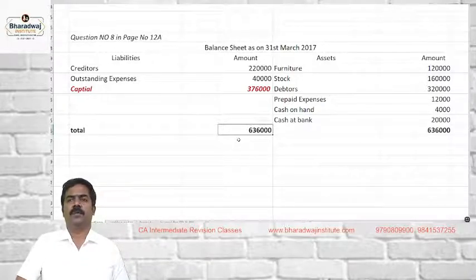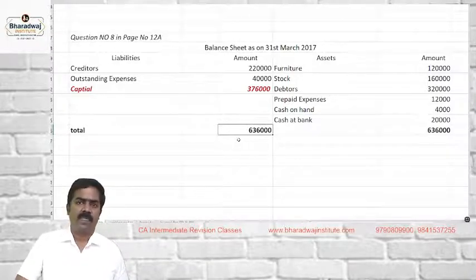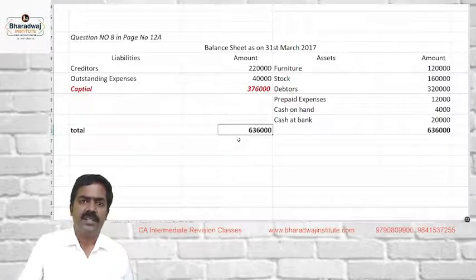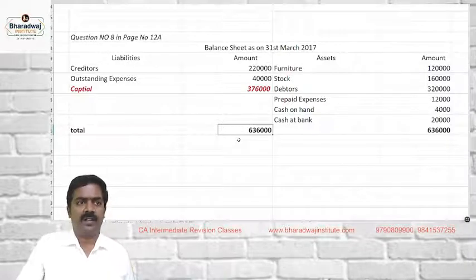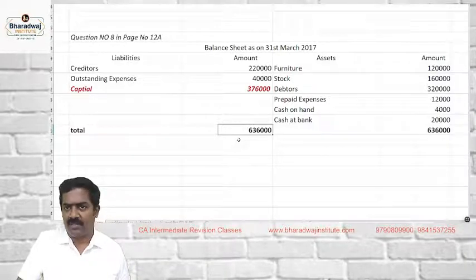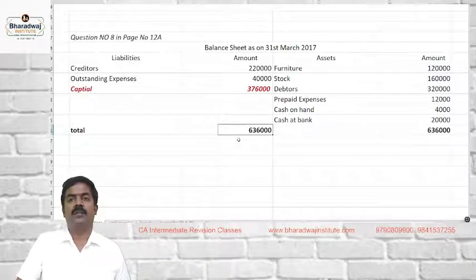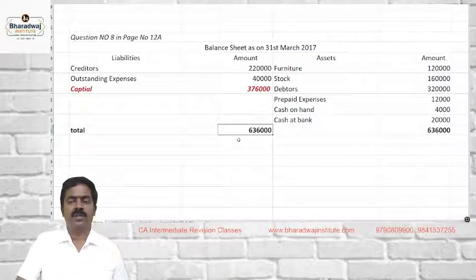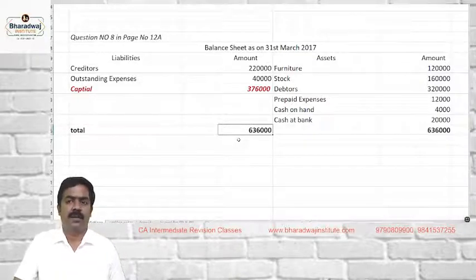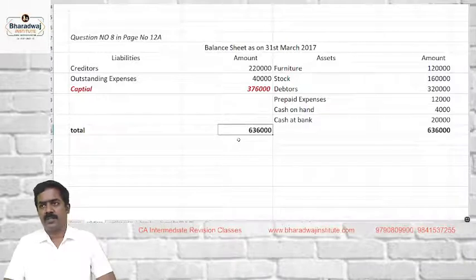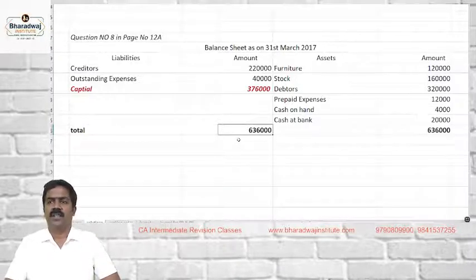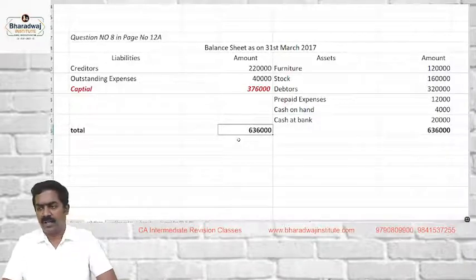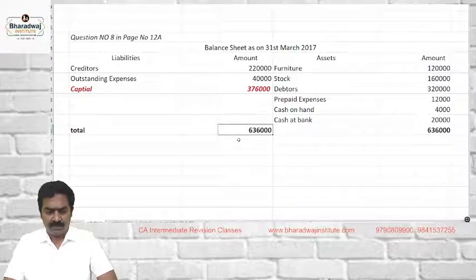Is it possible to prepare the debtors account next? We are not given the closing balance information. The bills receivable closing balance is also not available. But we can prepare the creditors account. Are there any cash purchases in the problem? No cash purchases. So using the creditors account, we can find out purchases, cost of goods sold, sales and all. Start with the creditors account next.